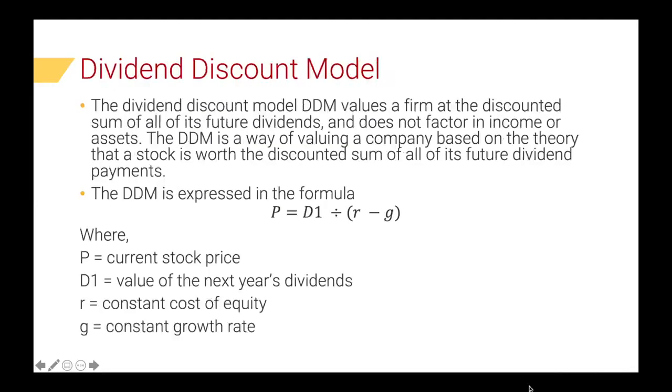The dividend discount model values a firm at the discounted sum of all of its future dividends and does not factor in income or assets. This model is a way of determining the value of a company based on the theory that a stock is worth the discounted sum of all of its future dividend payments.